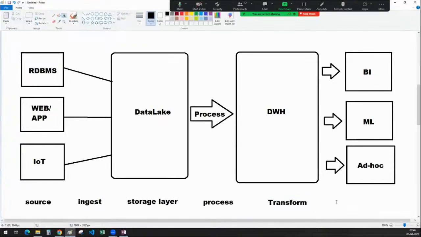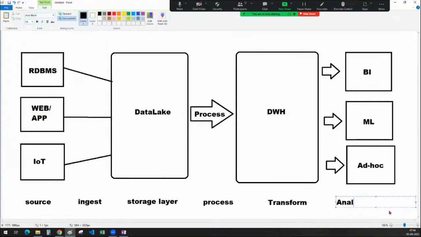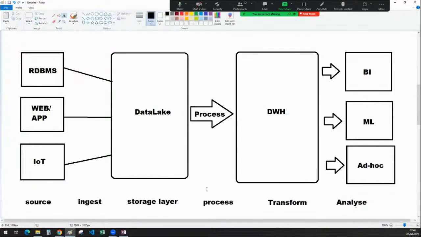Transform, finally analyze. Analysis. So this is what I am calling, what you know, guys, what is meant by a data life cycle. In a data life cycle, you get the data from a source. You do the ingestion into a storage layer, and you do processing on top of it to clean the data, prepare the data. You do some transformations on top of it, and you try to analyze the data to improve your business. So this is what is called a data life cycle.